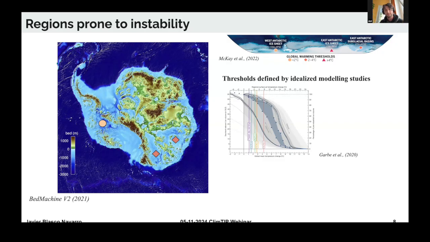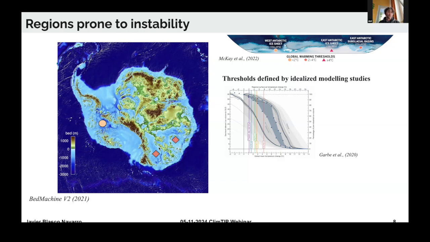So maybe you know this paper from Garbe et al. What they did is they simulated a present-day Antarctic state, and they perturbed this state with slowly increasing temperatures to see how the ice sheet evolved. And what they observed was basically that if you warm up this region by around 2 degrees, you start to collapse the West Antarctic ice sheet. And as you increase further, you start to get other tipping points, which in this case are the Wilkes and the Totten Basin.